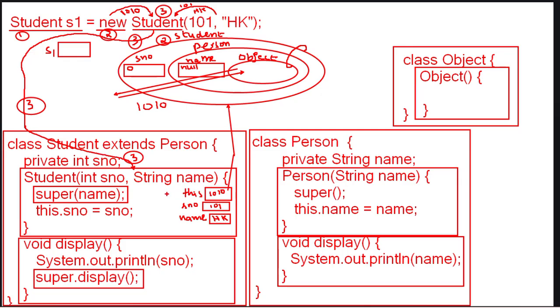Tell me now. What next happened? Super of name, going to the superclass Person, with how many values? Two values. What is the first one? The first one, 10, is our own value.